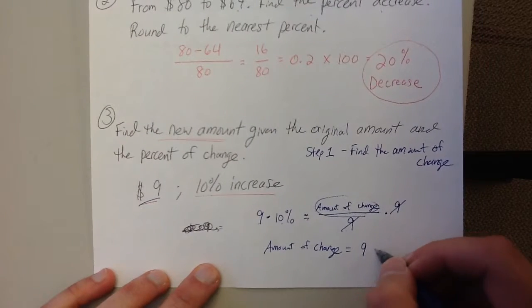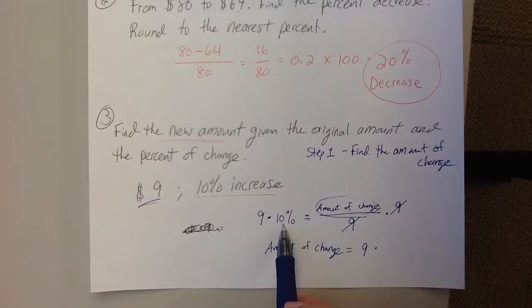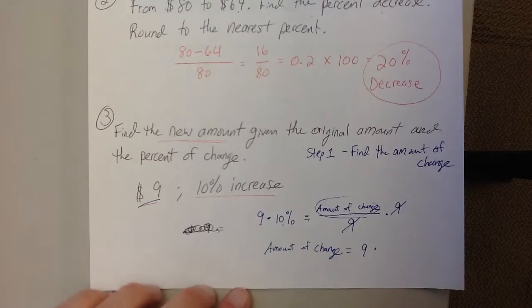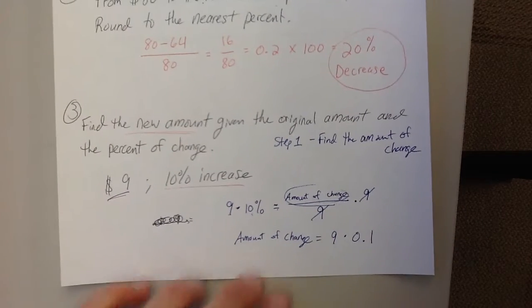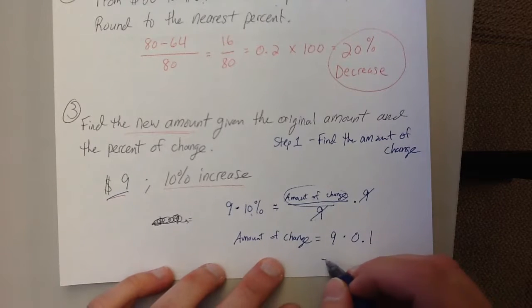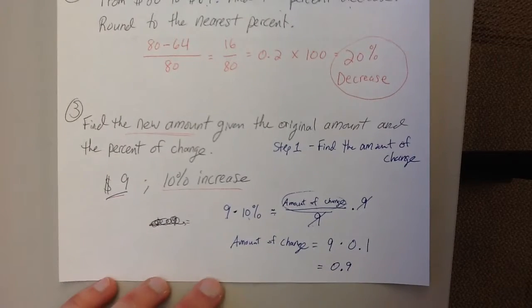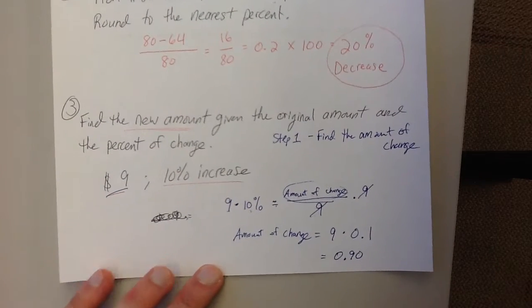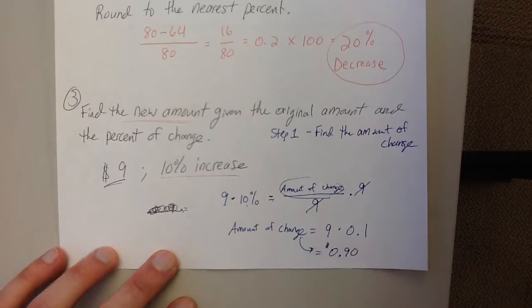So 9 times, you need to write 10% as a decimal, otherwise you won't be able to calculate it. So 9 times 10%, 10% is 0.1. That's 10% in decimal form. Okay, so I have 9 times 0.1. 9 times 0.1 gives me 0.9. Now in terms of money, this is 0.90, right? That's 90 cents. So my amount of change is 90 cents.